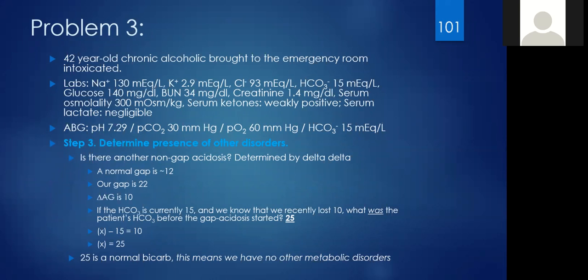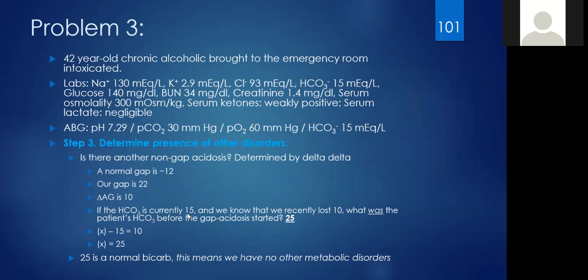Figuring out if there's a non-gap acidosis, we determine that by delta-delta. We know that a normal gap is 12, and our gap, which we calculated, is 22. So the delta anion gap is 10. 22 minus 12 is 10.